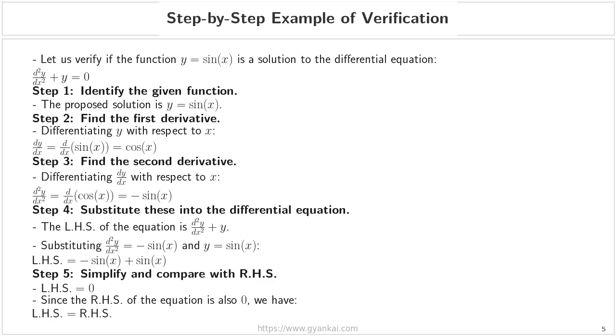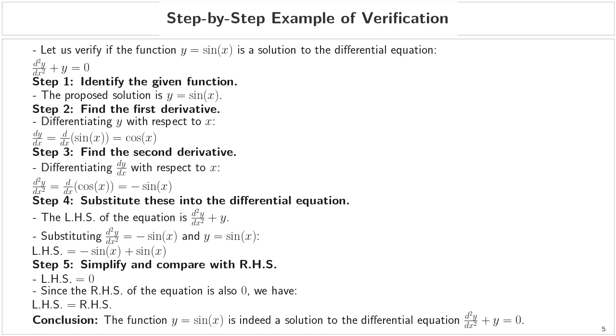Finally, in step 5, we simplify and compare. As you can see, negative sine of x plus sine of x simplifies perfectly to 0. Since the right-hand side of our original equation was also 0, we have shown that the left-hand side equals the right-hand side. So, our conclusion is clear. The function y equals sine of x is indeed a valid solution to the differential equation y double prime plus y equals 0. As we move to the next slide, keep this process in mind, as it is the key to avoiding common mistakes in verification.